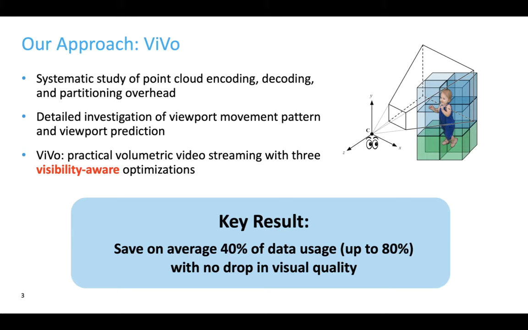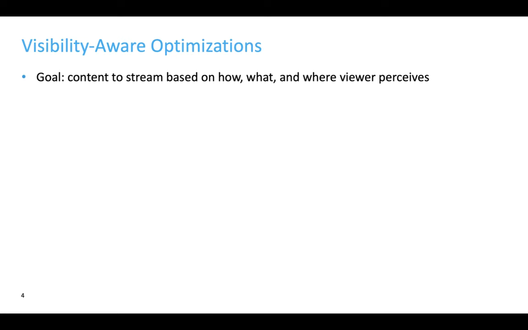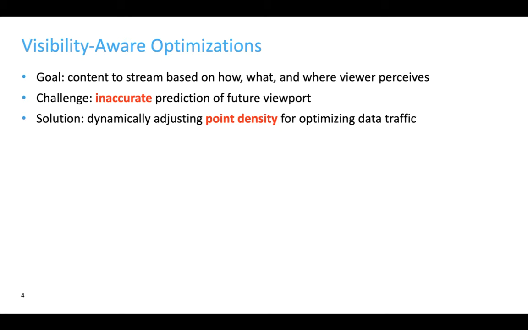Our experimental results demonstrate that ViVo can save on average 40% mobile data without affecting visual quality. We propose 3 visibility-aware optimizations for ViVo. At a high level, if we can predict how users move, we can determine what video content to fetch based on how and where viewers perceive it. However, viewport prediction may not always be accurate. Thus, we proposed a conservative solution that dynamically changes point density of volumetric content based on several factors.